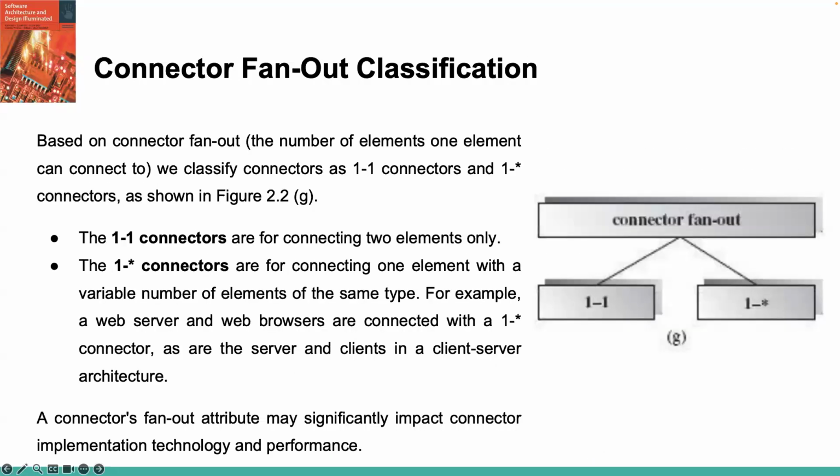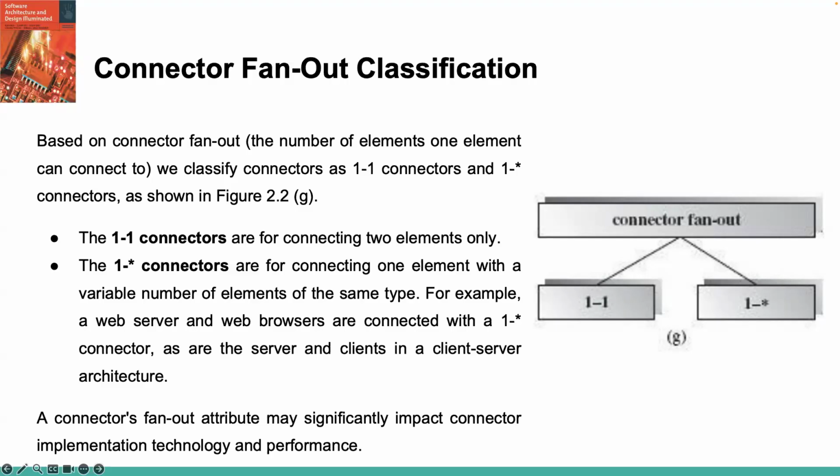Now let's look at connector fan-out classification. What is fan-out? Fan-out of a connector defines how many other elements a single element can connect to. For example, is it only talking to one other element, that is one-on-one, or can it talk to multiple elements, that is one-to-many, at the same time? The attribute has a major impact on how connectors are implemented and how they perform.